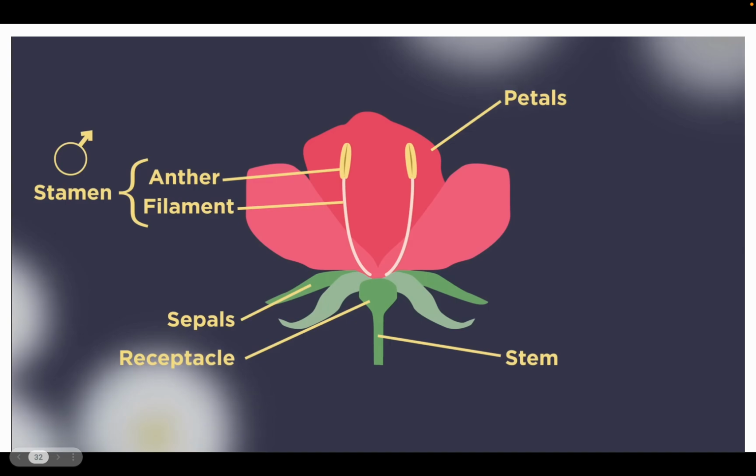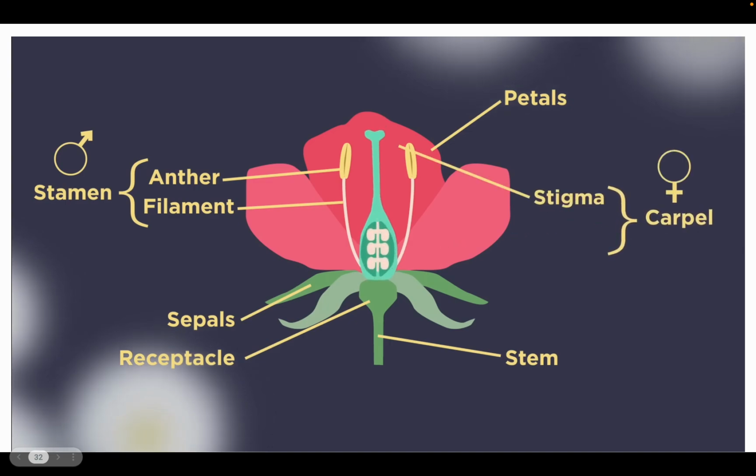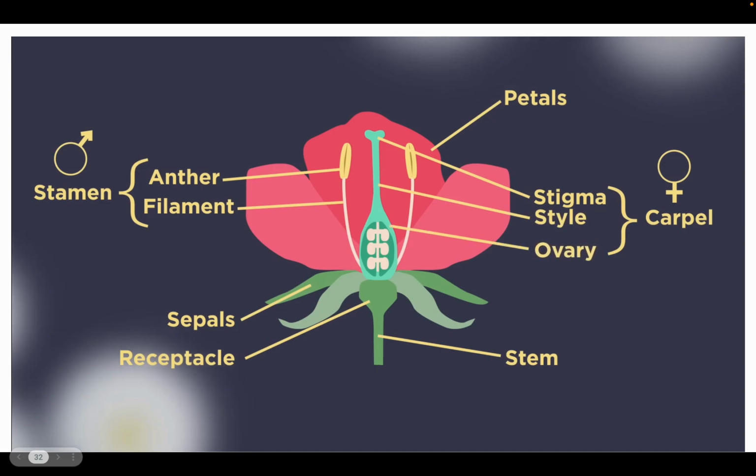The female part of the flower is called the carpel, and this consists of three parts: the stigma, a sticky landing pad for pollen; the style, where the pollen grain descends; and the ovary, where the female gametes, or sex cells, are located. Within the ovary, ovules produce female gametes.